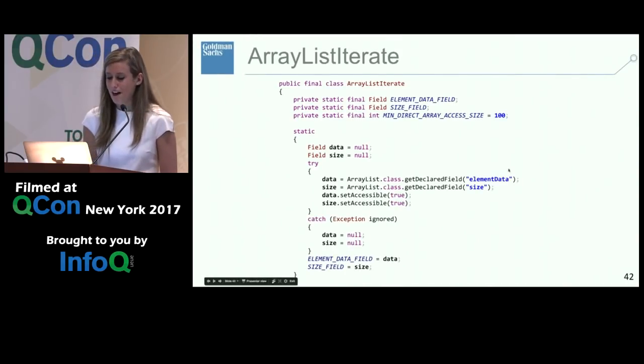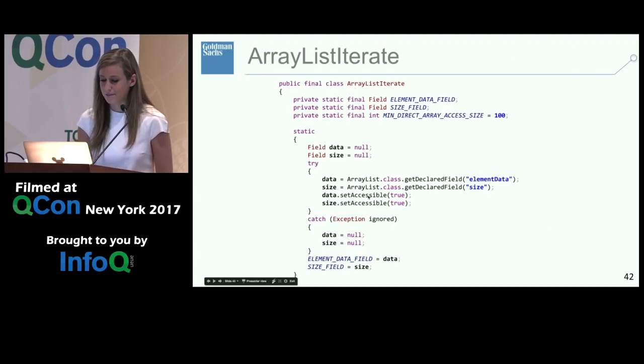Our problem lay within this setAccessible method, calling true on it. We can't do this anymore with Java 9. We can't use this reflection, sadly, unfortunately. So what we had to do was add this new data equals null and size equals null so that these fields were initialized and not just thrown away. This catch block was originally empty. So this is how we fixed it in order just to pass it through.